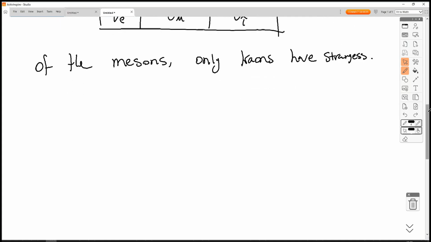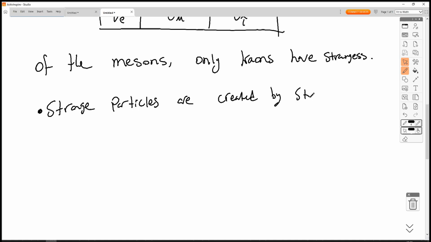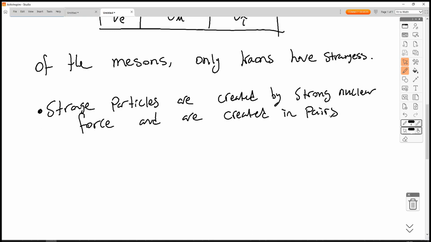And then when strange particles are created, they found that there was some funny conservation going on sometimes, and then when they decay, this conservation was not happening. So strange particles are created by the strong nuclear force and are created in pairs. Strange particles then decay via the weak nuclear force.